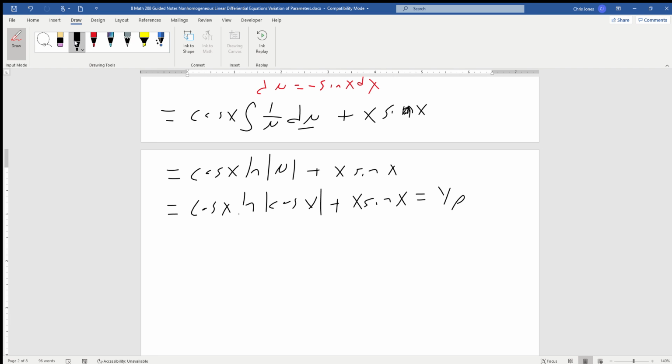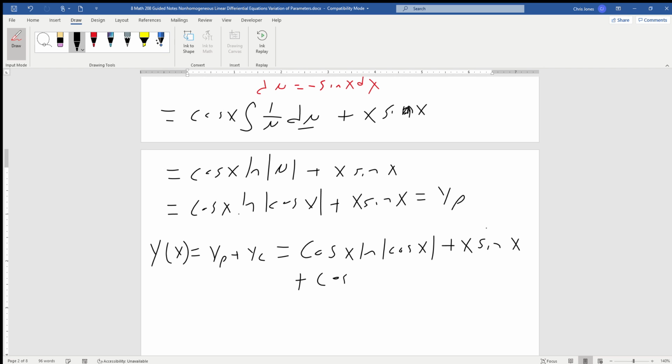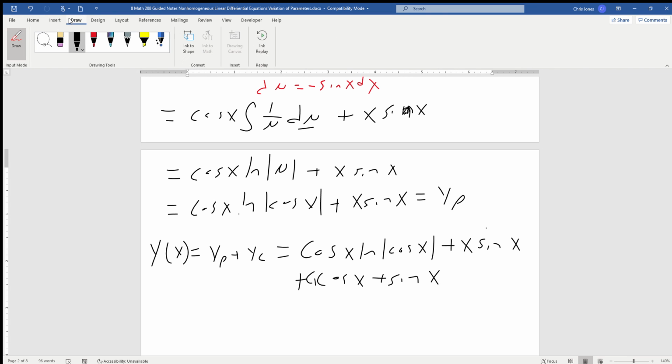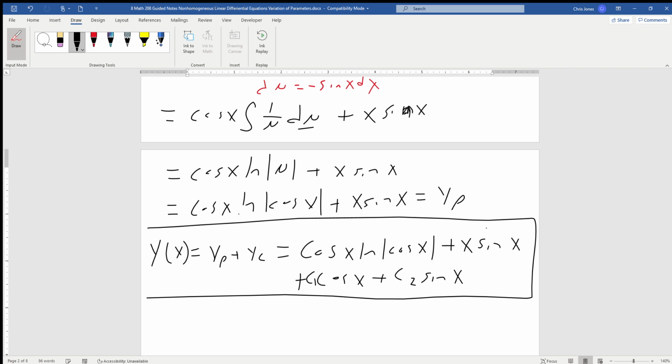Finally, we need the entire solution, which is y of x equal to yp plus yc, which is what we have above, cos x ln cos x plus x sine x. But then also, we have to remember the complementary solution. Remember, the complementary solution was just cos x and sine x, and I think there were some constants in there. So C1 cos x plus C2 sine x. So let me erase that. All right, so that should be it. If anybody wants to find the second derivative and the first derivative of that and then substitute it back in, be my guest. I will go with what we have here.